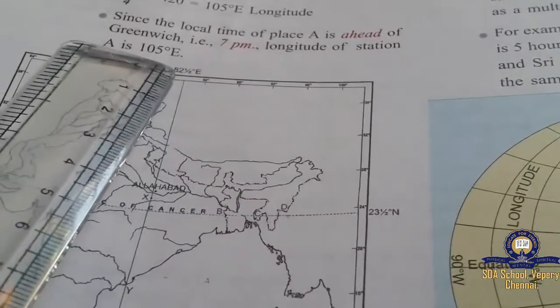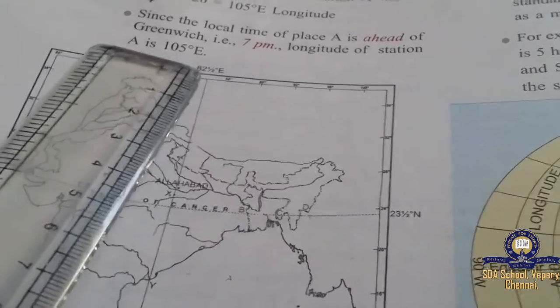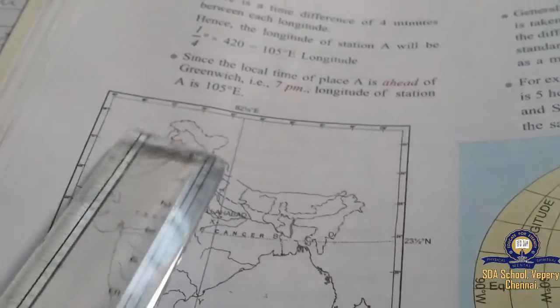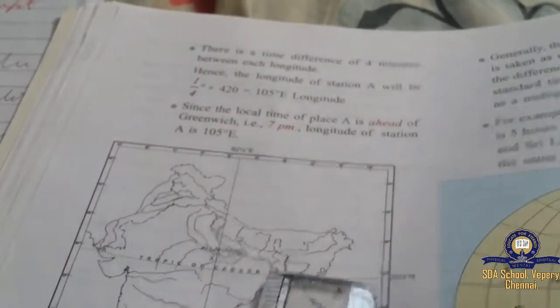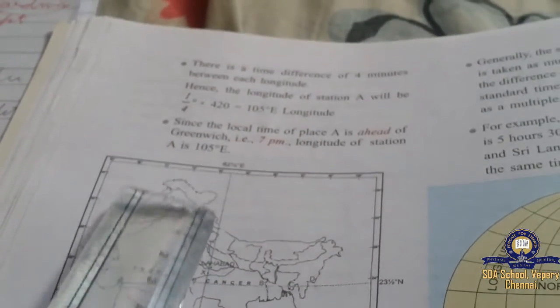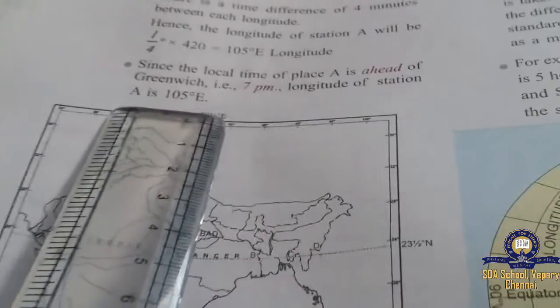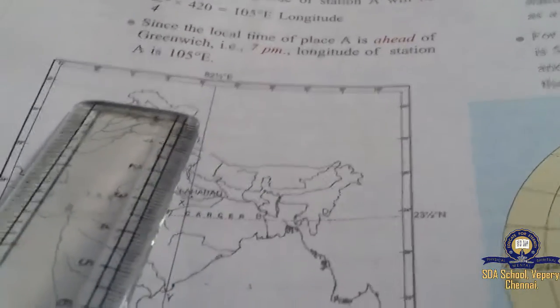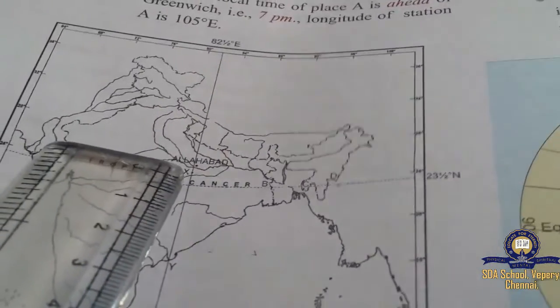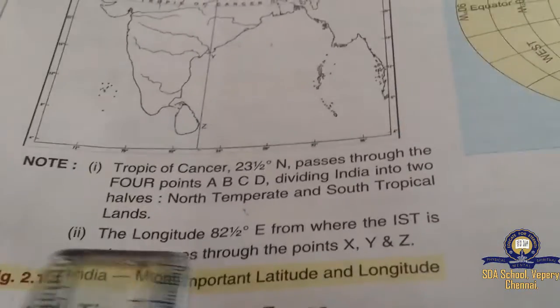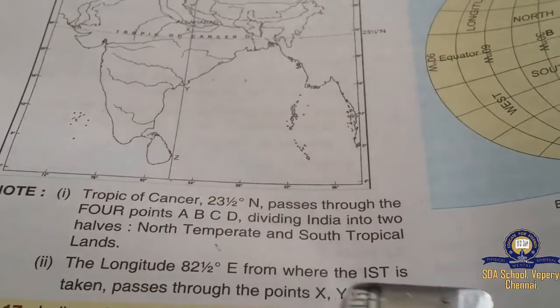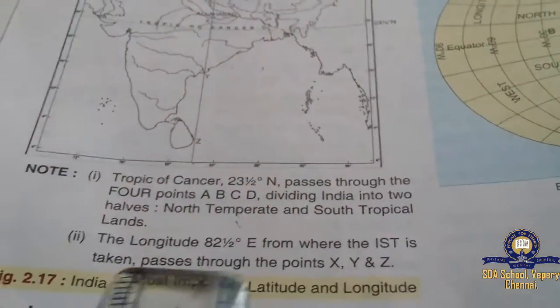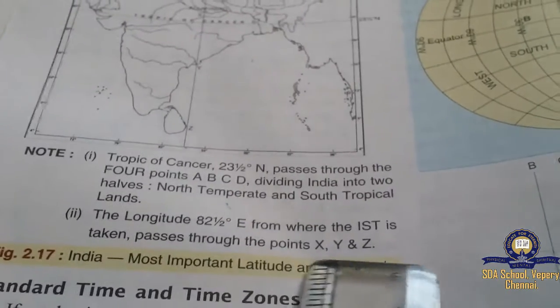You see 82.5 degrees east. Okay, this is the longitude. What we saw earlier, that is the latitude. Okay, this is longitude, 82.5 degrees east. Can you see X, Y, Z? The longitude 82.5 degrees east, E means east, from where the IST is taken, passes through the points X, Y, Z.